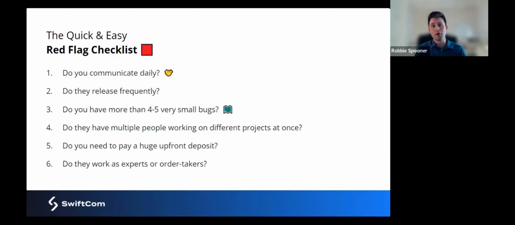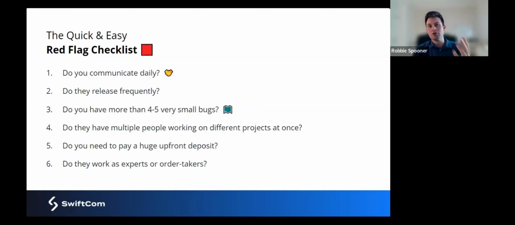Do you have more than 4 to 5 very small bugs? If you do, things are probably starting to go quite wrong. Do they have multiple people working on different projects? That's very common for many agencies. Their teams will be split, and their focus is not focused on your problem. And that's obviously what should be optimal.